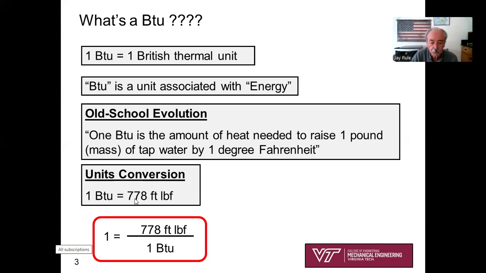1 BTU equals 778 foot-pounds force. And then I've written this out in the way I deal with units conversions, and that is the number 1, unity without units, equals 778 foot-pounds force divided by 1 BTU, or alternatively, unity equals 1 BTU divided by 778 foot-pounds force. So that's what a BTU is all about.